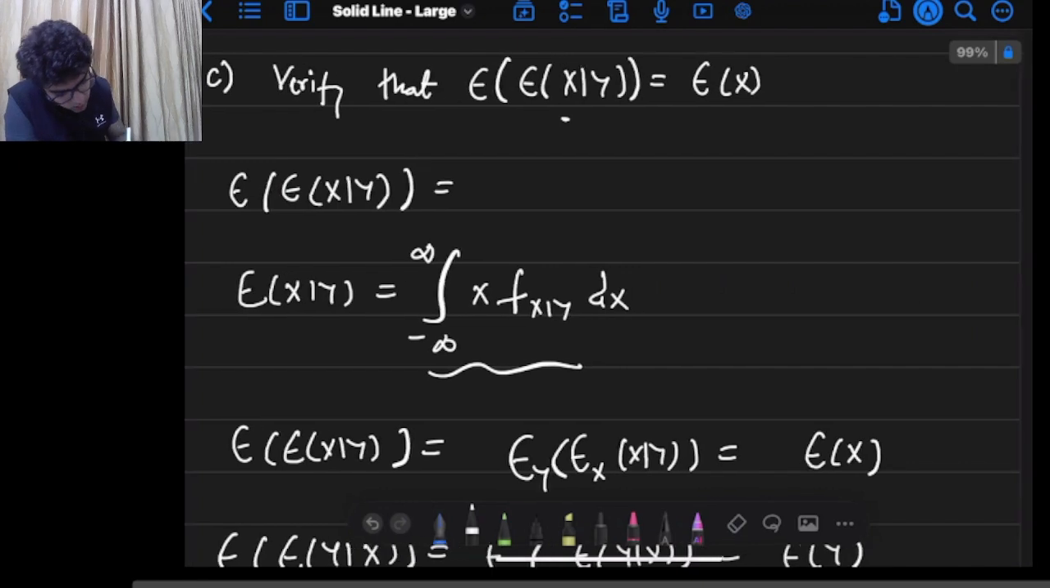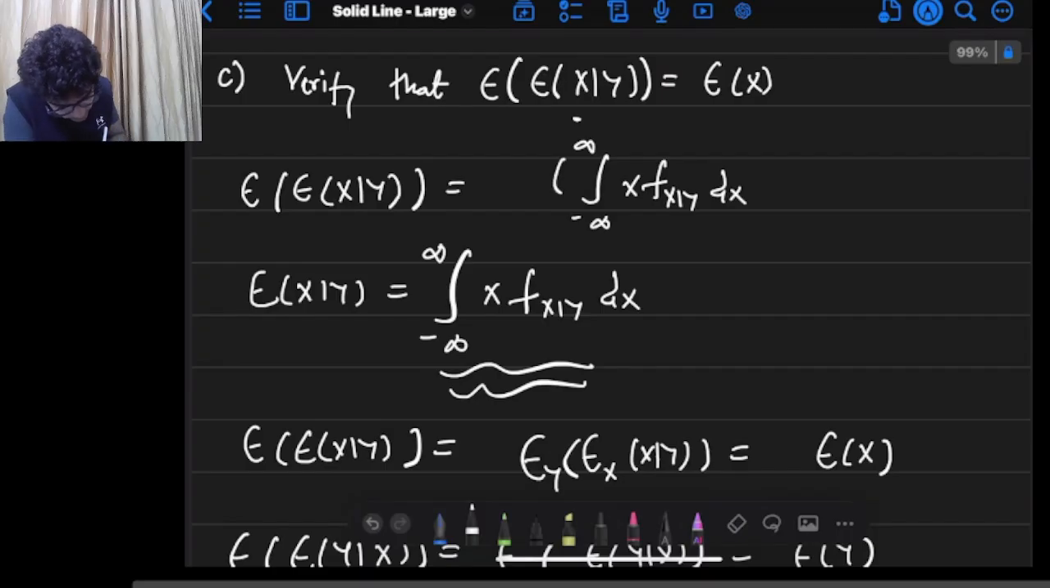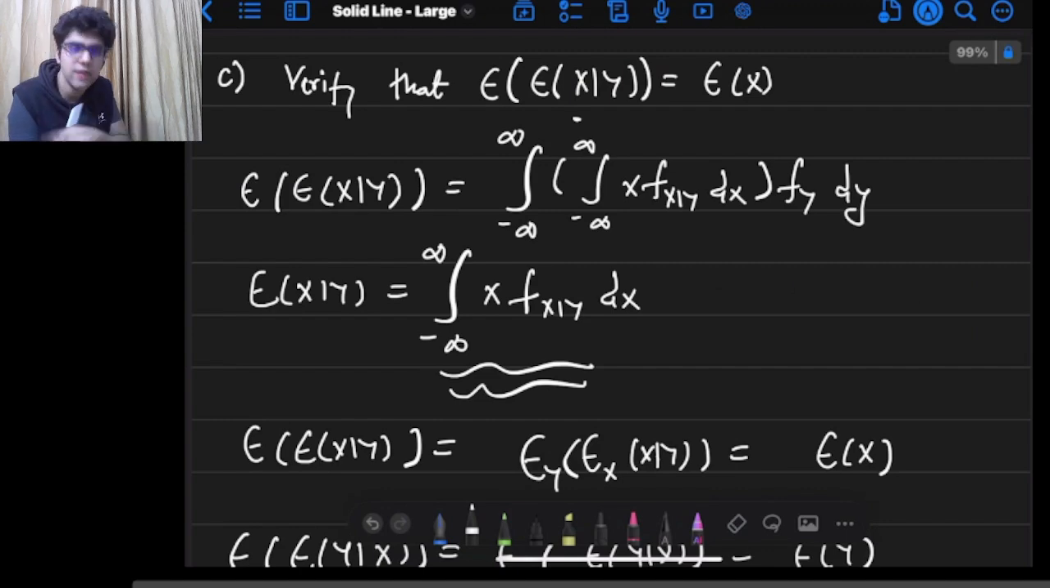So now let me just solve this. This was the function, and I need to take this expectation with respect to y. This gives me the integral from negative infinity to positive infinity of x f of x conditional y dx, and now taking the expectation of this with respect to y gives me the integral from negative infinity to positive infinity with f of y, the marginal probability of y, and dy. So this is the formula.